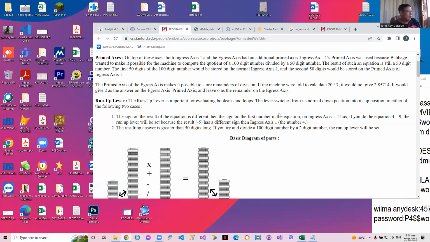Do you follow? When the result of the last operation is negative, the run-up lever will be set. When the result of the last operation is 0 or positive, the run-up lever will be reset. Remember binary terms? When we say reset, we mean a value of 0. When we say set, we mean a value of 1.